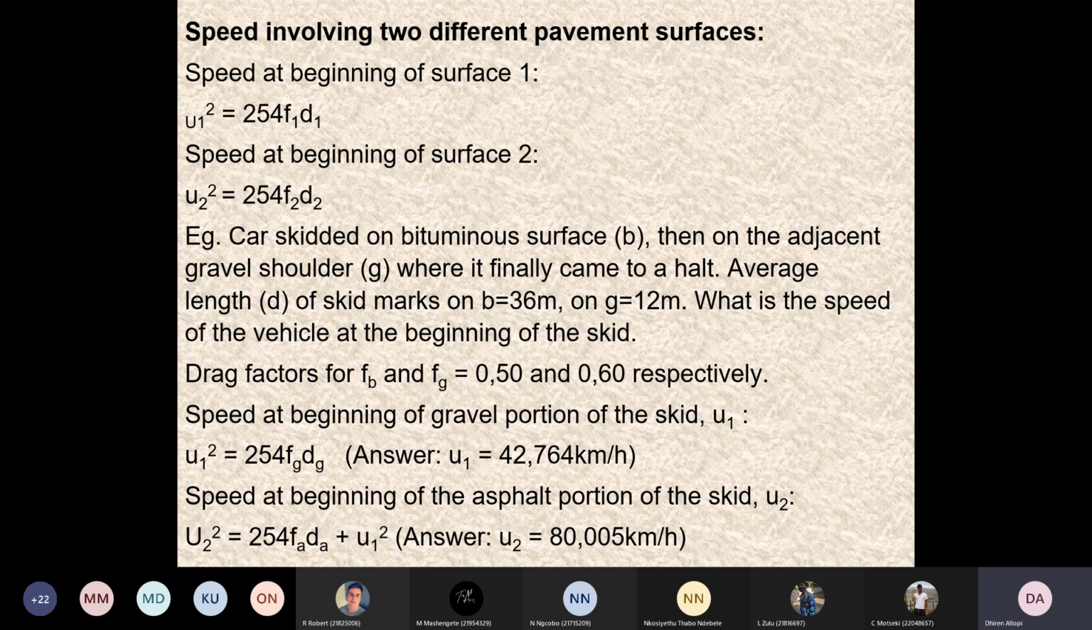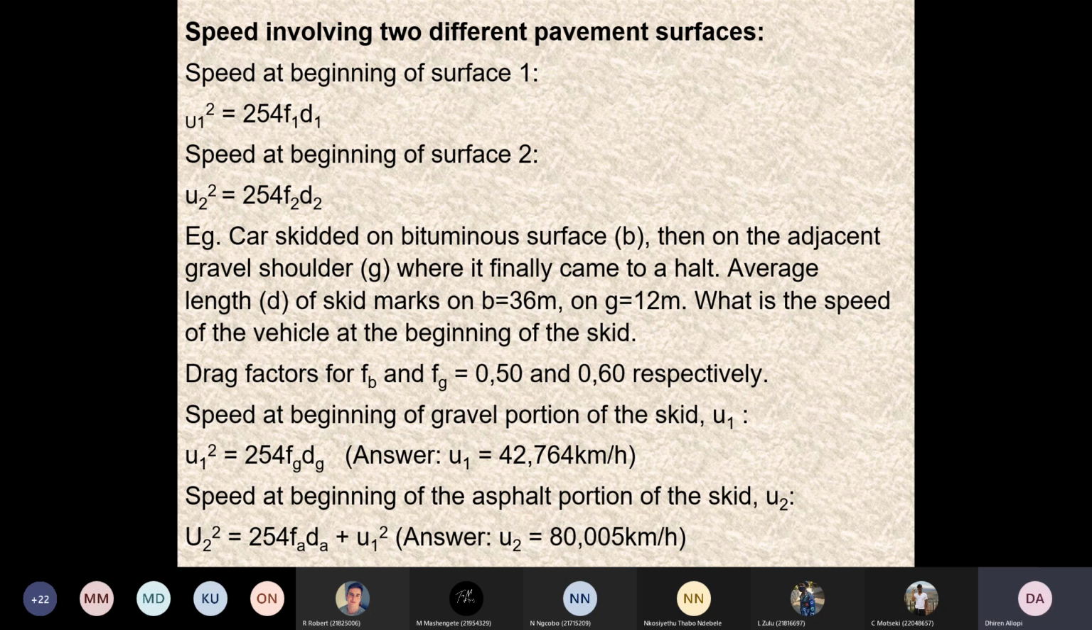And from there, you're then required to calculate the speed of the vehicle at the beginning of the skid. You're given the frictional coefficients, or drag factors, for the bituminous surface to be 0.5 and for the gravel surface to be 0.6. So again, very straightforward application of formula.